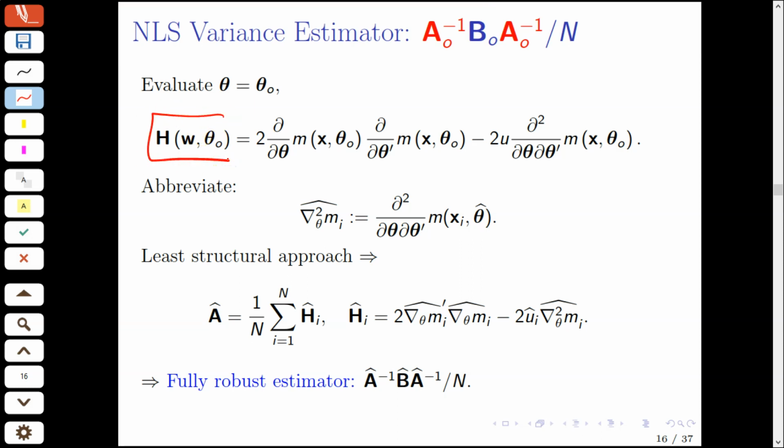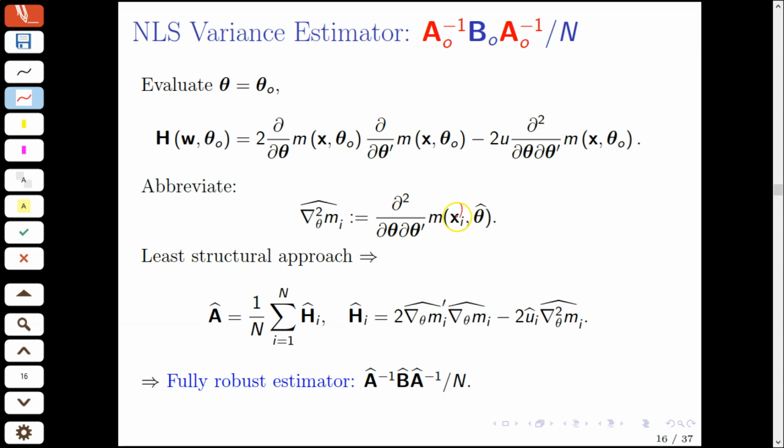Now we look at the Hessian, which is involved in A0, and evaluate it at the true parameter. Then we may express the Hessian of the Q function involved in nonlinear least squares as 2 times the outer product of the derivatives of m minus 2 times u times the Hessian of m. All of these expressions being evaluated at the true parameter. Now, we already have estimates and notation for the first component, or the first part of the Hessian. And we already have notation for the nonlinear least squares residuals, which estimate these u's. Hence, all we need is an estimate for the last part.